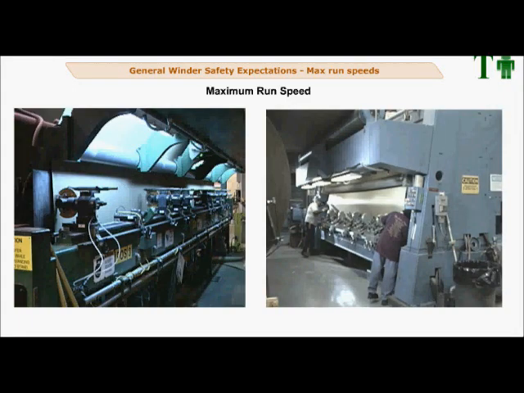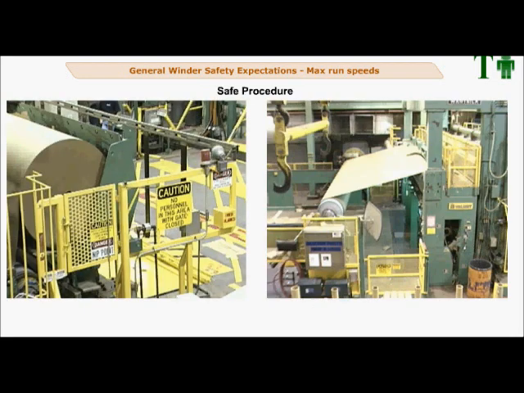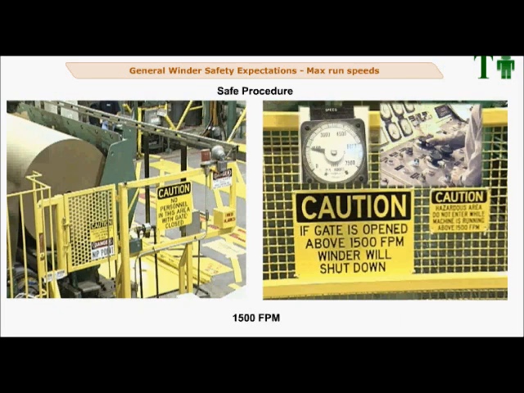Maximum run speeds. The winder run mode should be limited to a not to exceed maximum safe speed while people are working in and around the slitter section and or the unwind area. Each mill will define their own safe speeds and distances based on the products they are producing. Safe speeds typically would be 1,500 feet per minute on winders running on containerboard types, grades of paper.